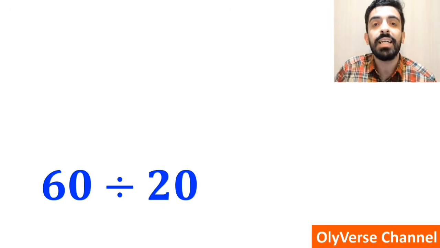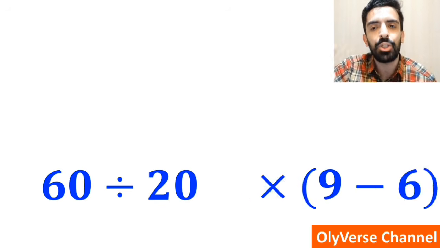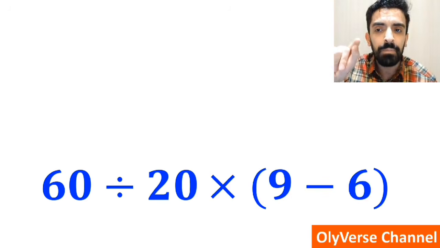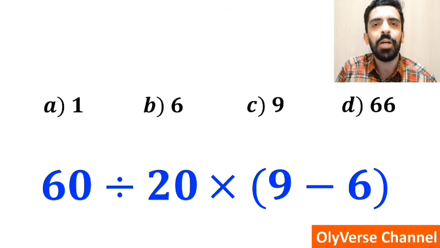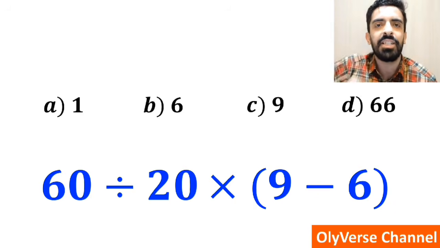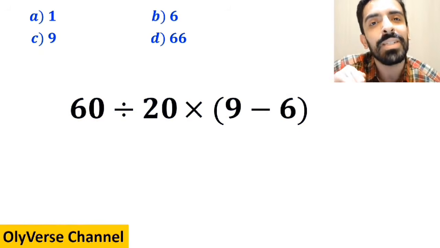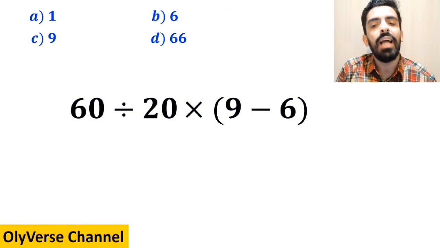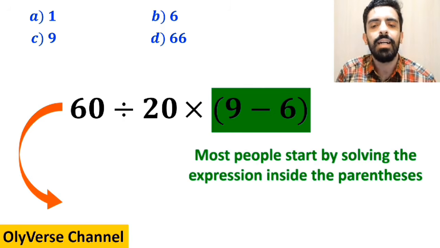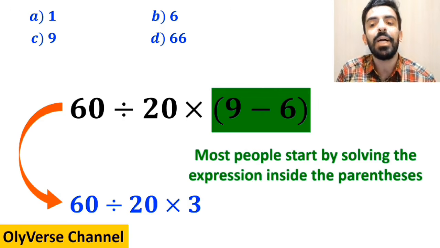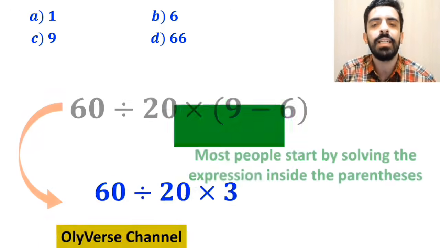What is the value of the expression 60 divided by 20 multiplied by (9 minus 6)? Which option do you think is the correct answer to this question? Let's take a closer look and solve it together. In the first step, most people start by solving the expression inside the parentheses and replace it with 60 divided by 20 multiplied by 3.